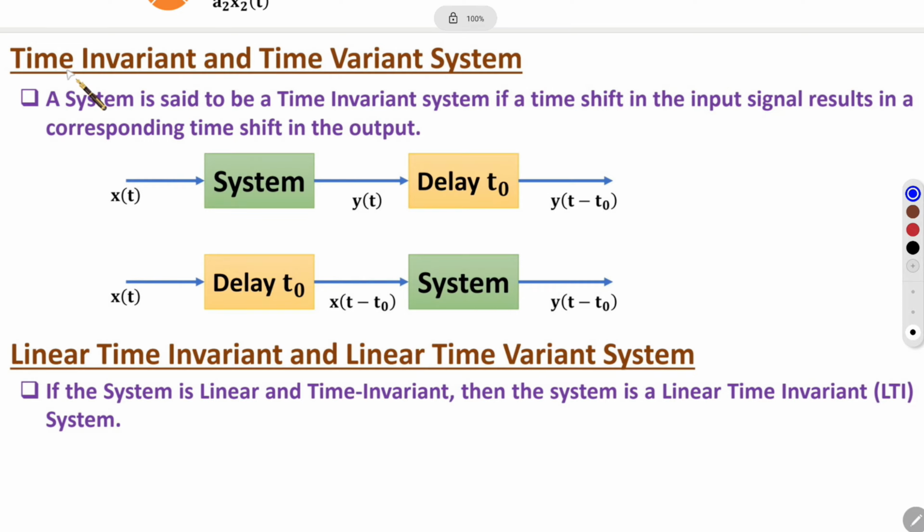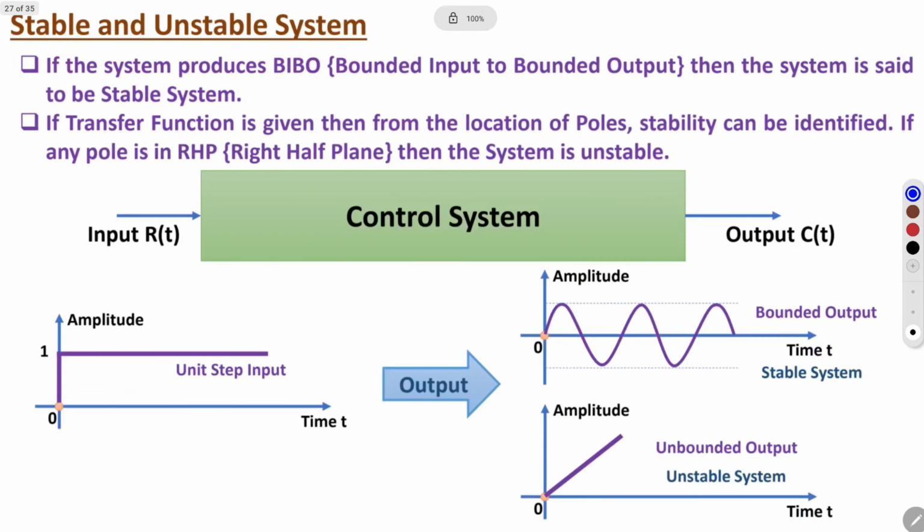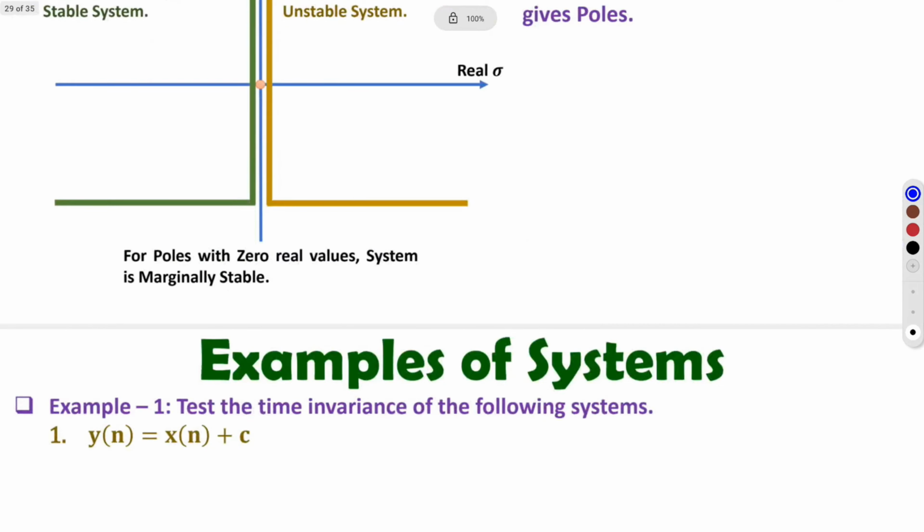To understand time invariance of a system, there are two cases that we need to analyze. In case 1, we give input to the system and then the output of the system is given to a delay. In the second case, we give input to a delay and that delayed input is given to the system and we see the output. If both of these outputs are equal, then one can say the given system is a time invariant system, right? So now I'll do this process with problem number 1.